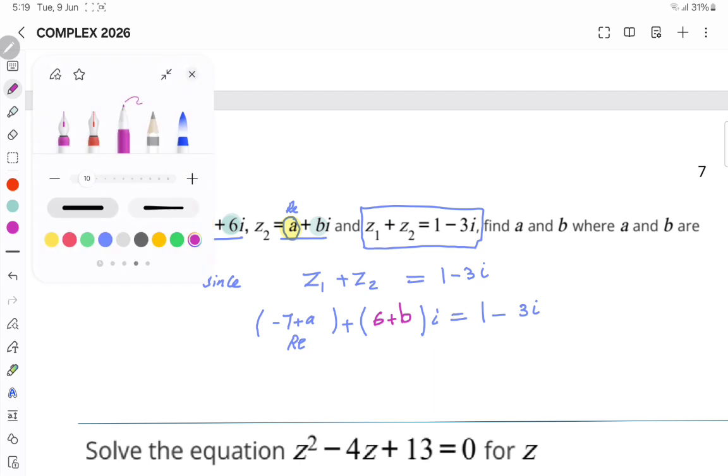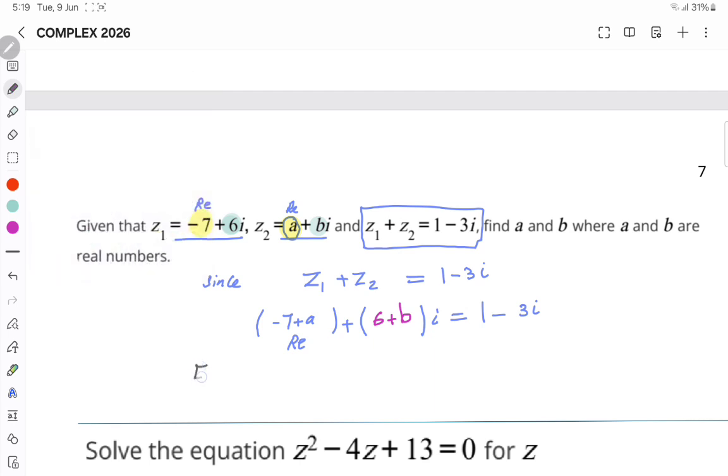Now I have two equal complex numbers. We just equate the real parts on both sides. So when we equate the real, the first one, negative 7 plus a is equal 1. So you can find the value of a here. a equals 8. So equate the imaginary parts in the same way also.